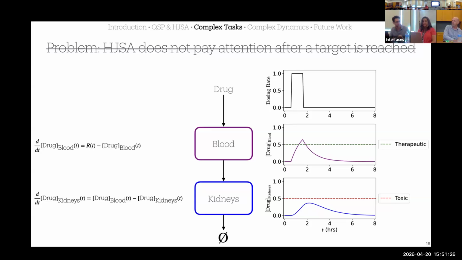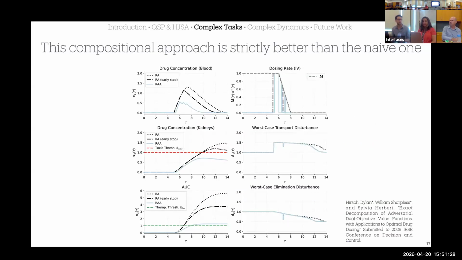So this is a very simple, contrived example. You might ask, why not just stop giving the patient drug as soon as they hit their therapeutic threshold? Why do I even care what happens after that? Turns out that's not good enough. This was an example from the paper where we show that even if you stop dosing as soon as you hit your therapeutic threshold, you still can run into toxicity issues if you don't use this correction.